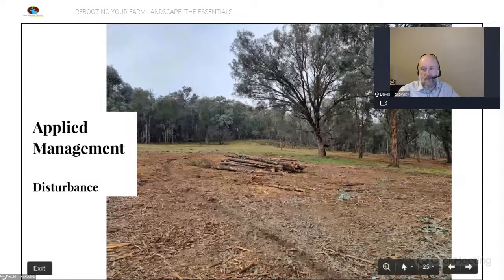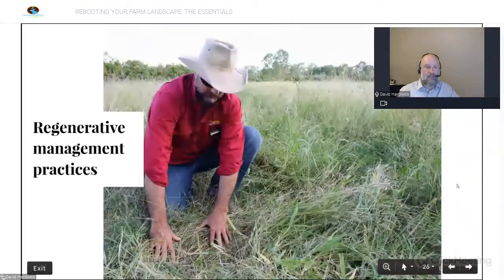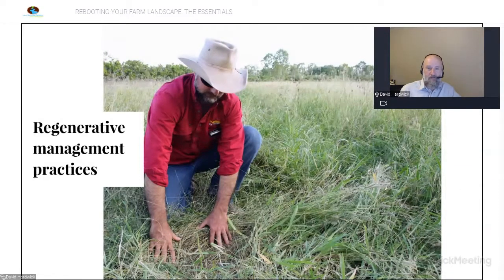So these disturbances or applied management, that we sometimes call regenerative management practices, can include things like regenerative or ecologically based grazing. I know there's hundreds of words for that. I'll let you just put whichever label you want on it.